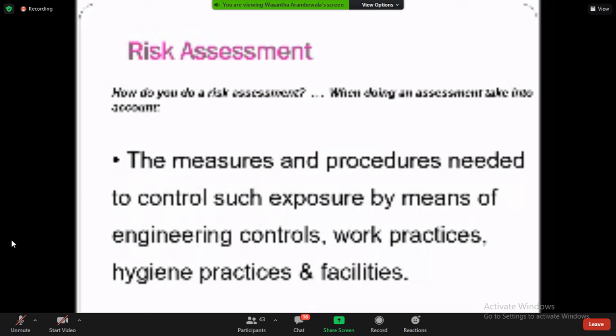When you come to the controls, we do have a hierarchy of control. First, eliminate hazards or substitute hazards. If you cannot substitute, then say the engineering controls or administrative controls, thereafter PPE. Likewise, you have to adapt the hierarchy of control when you are setting up the controls, right?